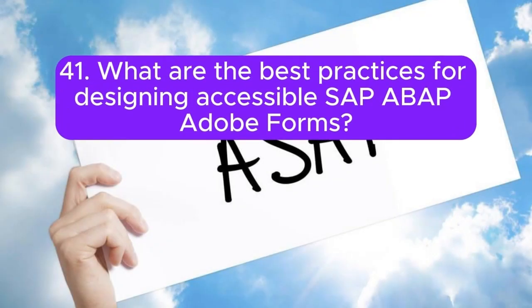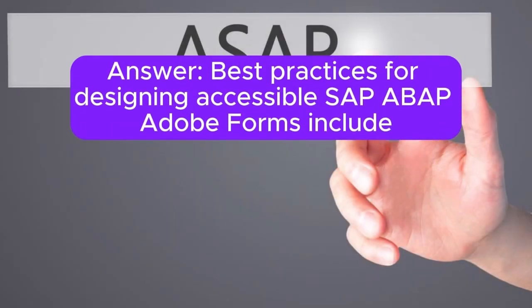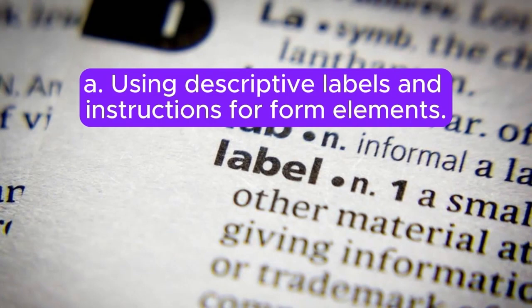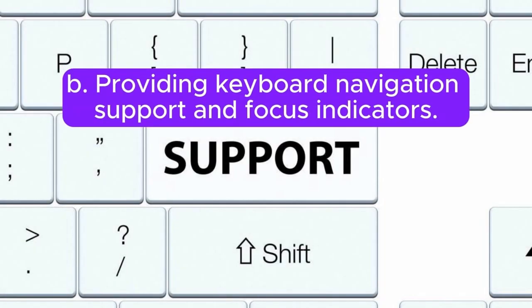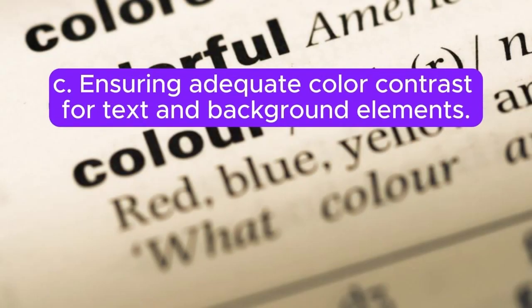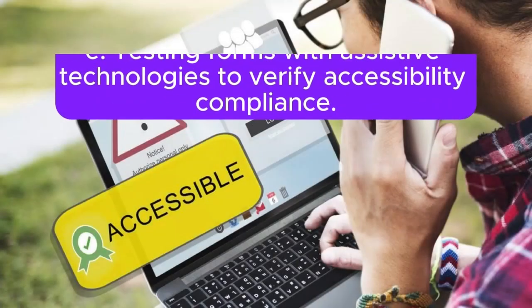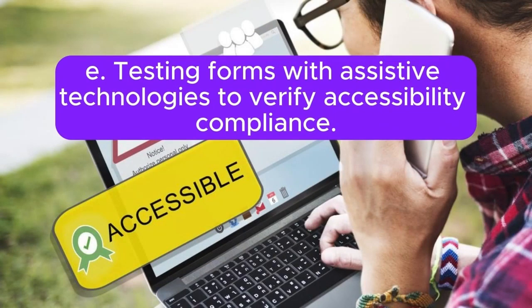41. What are the best practices for designing accessible SAP ABAP Adobe Forms? Answer: best practices for designing accessible SAP ABAP Adobe Forms include: A. Using descriptive labels and instructions for form elements. B. Providing keyboard navigation support and focus indicators. C. Ensuring adequate color contrast for text and background elements. D. Using semantic markup and ARIA attributes for screen reader compatibility. E. Testing forms with assistive technologies to verify accessibility compliance.